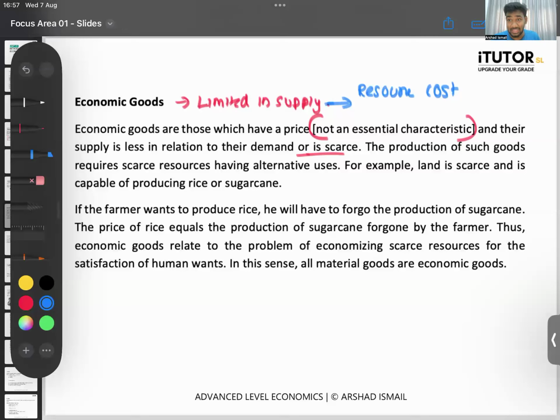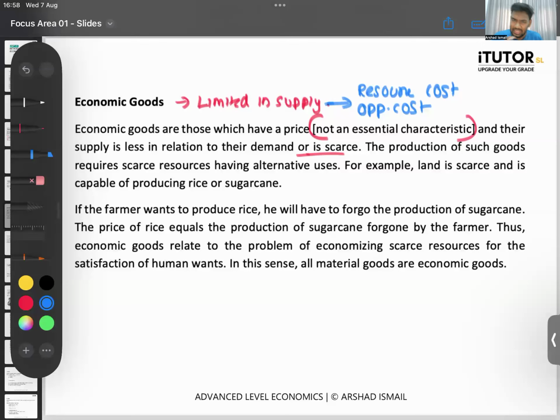So that makes it what? I had an opportunity cost. If not for doing this class, I would have done that now. So there is a resource cost, and there is also an opportunity cost involved in producing those goods. That's an economic good. Goods that are scarce, that are limited in nature, that have an opportunity cost and a resource cost.